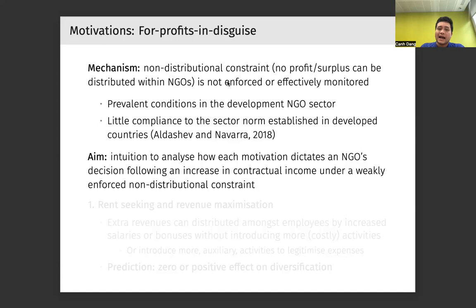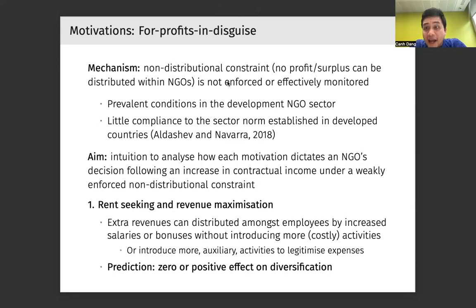I'm going to talk about 5 main motives of an NGO. The first one is the rent seeking and revenue maximization motive. What I mean here is that NGOs are driven by the need to maximize their revenue, because they would try to maximize the amount of donations or the amount of salaries given to the employees. An increase in the income would have either zero or positive effects on the number of activities that they offer.